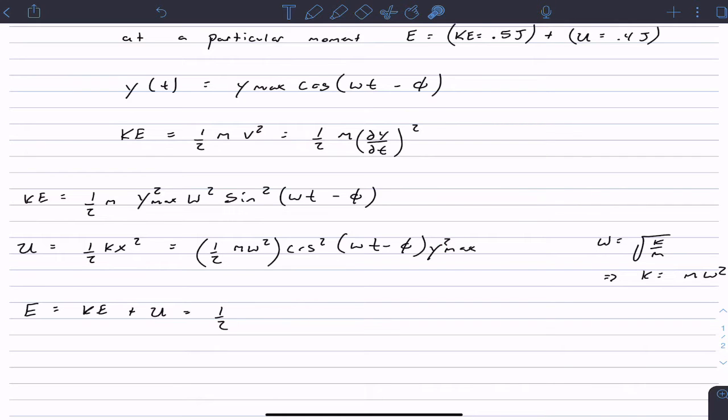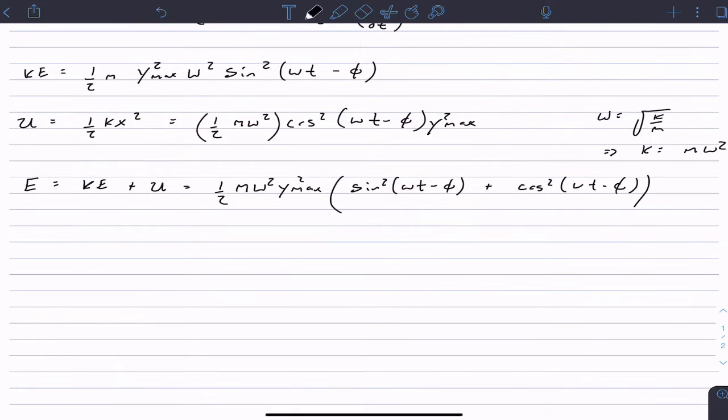We have y max squared, omega squared, and m one half, so we can factor all of that out. One half m omega squared y max squared, and then we have sine squared of omega t minus phi plus cosine squared of omega t minus phi, and that actually just goes away because it equals 1. So now total energy is equal to half m omega squared y max squared. Cool. So now we can use this information.